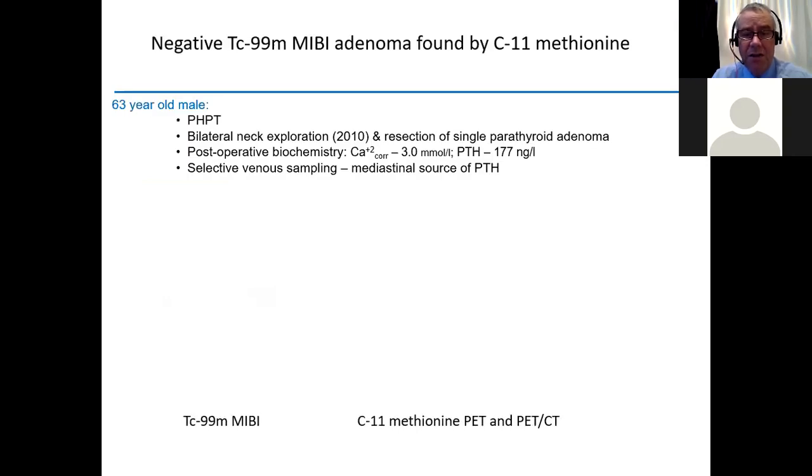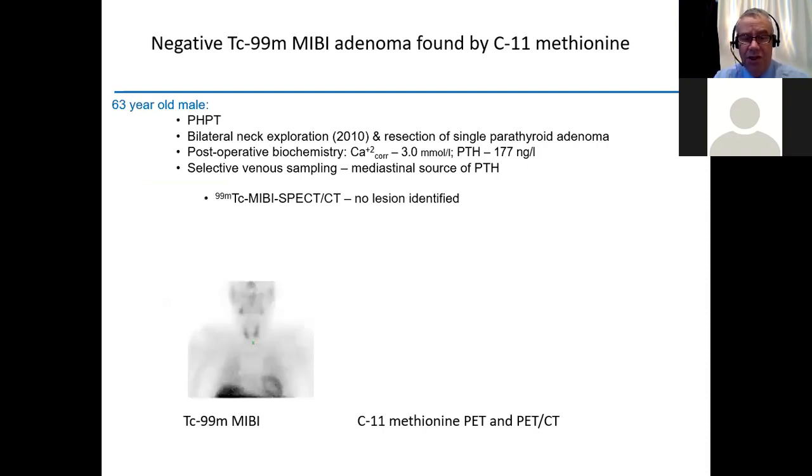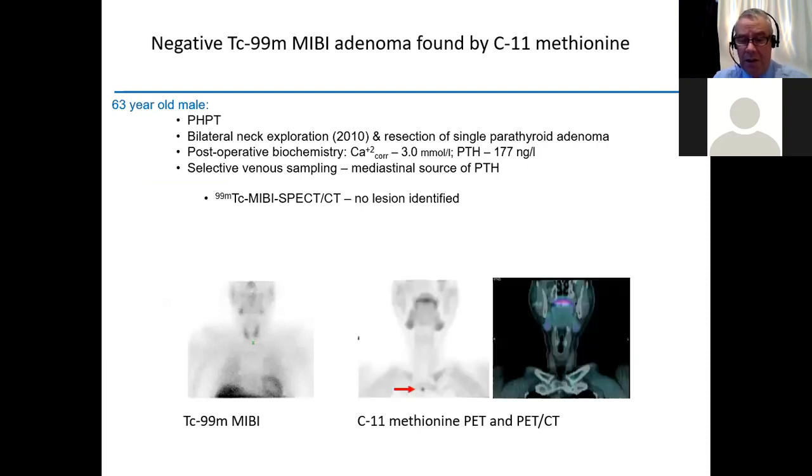So it's a retrotracheal parathyroid adenoma, and therefore it's an ectopic one. Now the next patient, 63, a bit of a higher calcium there, 3, but interestingly, the parathyroid level is lower. She underwent selective venous sampling, and they thought there's a mediastinal source of parathyroid tissue. The MIBI really was unhelpful, but on the C11 methionine PET and PET-CT, this is the coronal image, there was an absolutely tiny, sort of 3 millimeter lesion just behind the sternum, and we put a red arrow on it to help you find it because it's so small.